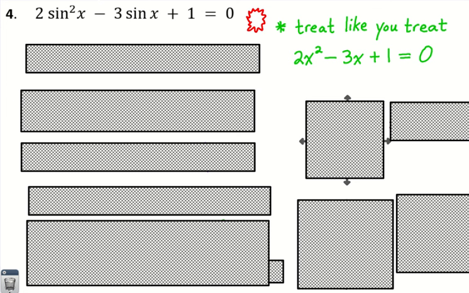2x squared minus 3x plus 1 equals 0. How would you have treated that? How would you have solved this for x back in the day? Wouldn't you have tried to factor? Yeah, and so we're going to basically factor this by the Phoenix method.